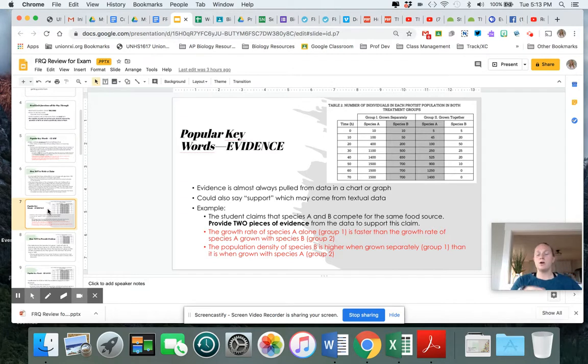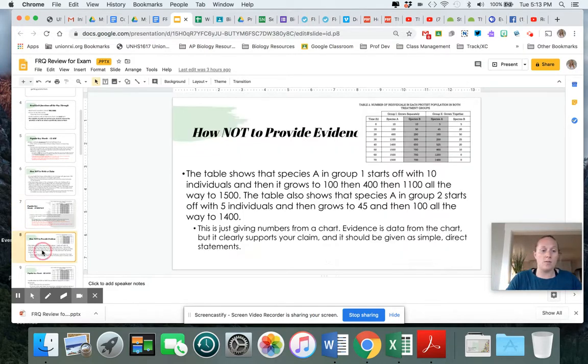Providing evidence. Don't just regurgitate what the chart says. You have to take the trends into account. Take into account the patterns. For this one in particular, talk about which growth rate is higher, which one is increasing faster. Don't just say, well, species A starts at 10, species B starts at 10, species B ends at 700, species A ends at 1500. That's regurgitating what the table's saying. Make sure you talk about the trends in the data, okay? Trends in the data are what's going to help.